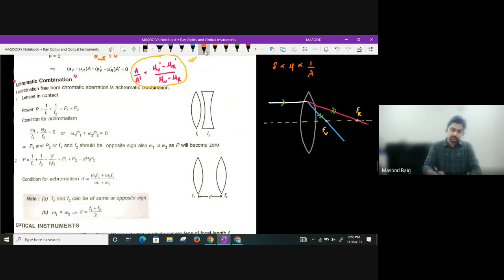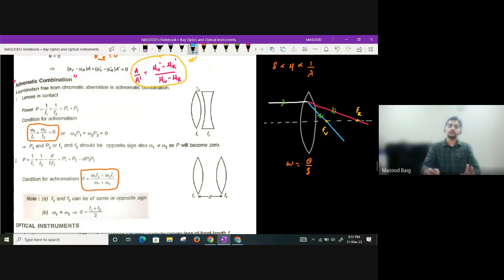So what is the condition for achromatism? When they are placed in contact with each other, omega 1 by f1 plus omega 2 by f2 will be equal to 0, right? Omega 1 and omega 2, they are dispersive powers. Just now we have seen dispersive power is ratio of dispersion to deviation. Here omega is what? Dispersive power. It is given as theta divided by delta. Second case, what is the condition for achromatism? If both are kept at some separation, the distance between the lenses should be equal to omega 1 f2 plus omega 2 f1 divided by omega 1 plus omega 2. Is that clear, all of you? These two conditions you remember.